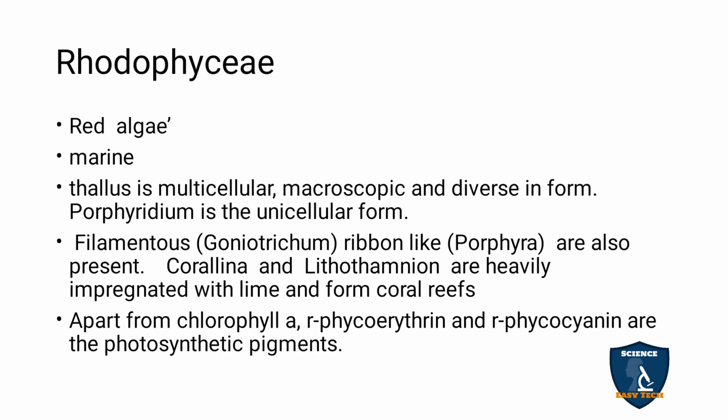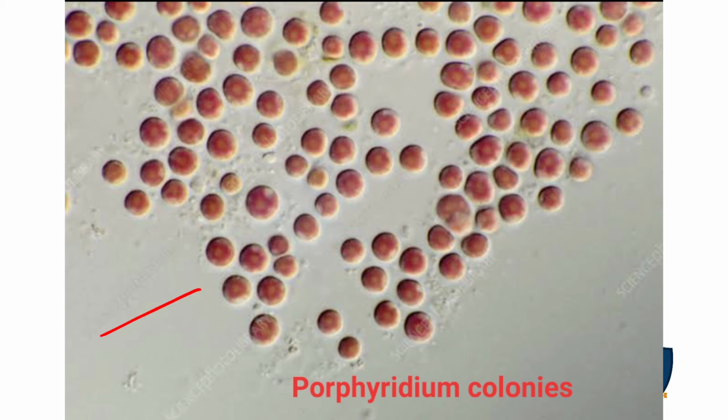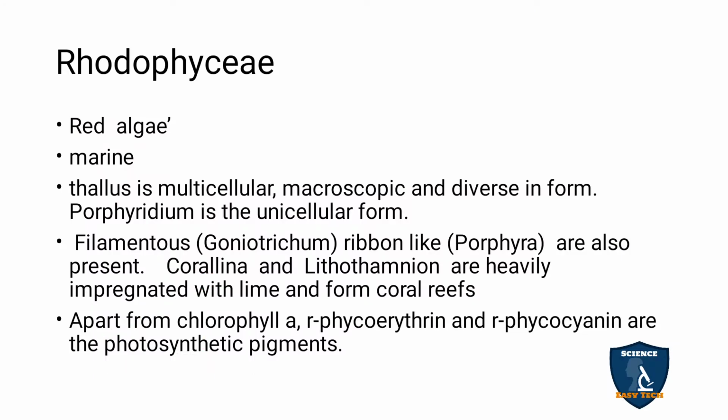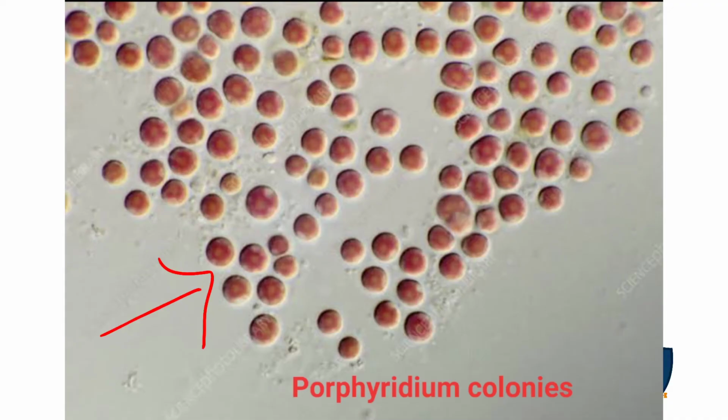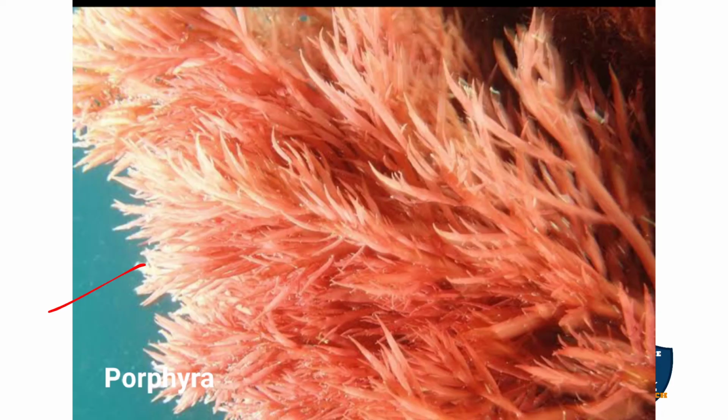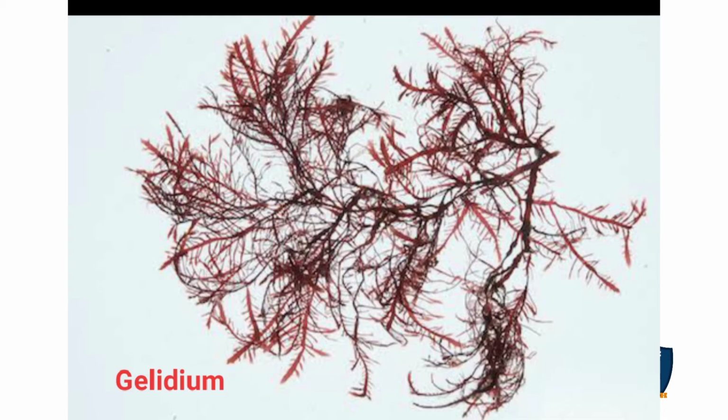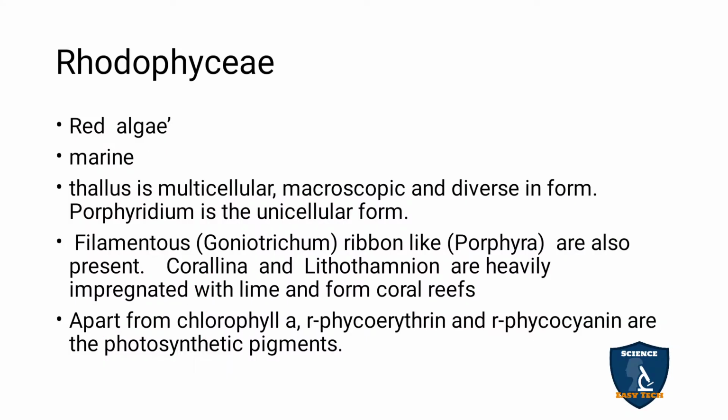Rhodophyceae, red algae. Red algae are also mostly marine, and the thallus is multicellular, macroscopic and diverse in form. Porphyridium is unicellular. So the unicellular red alga is Porphyridium. You can see here, this is the unicellular Porphyridium. They live in colonies. Filamentous Gonotrichum, and ribbon-like Porphyra, are also present. So this is Porphyra. Gelidium is a red alga from which agar-agar is obtained.